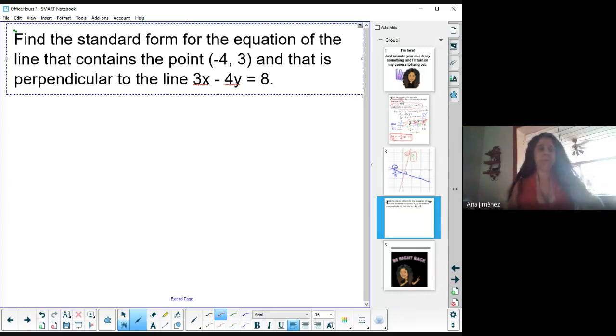The equation of the line that contains the point -4, 3, and is perpendicular to the line 3x minus 4y equals 8. So again, if it's okay with you, I'm going to take Desmos just to visualize it. So I'm going to stop sharing this, and instead share Desmos so that we can visualize this.